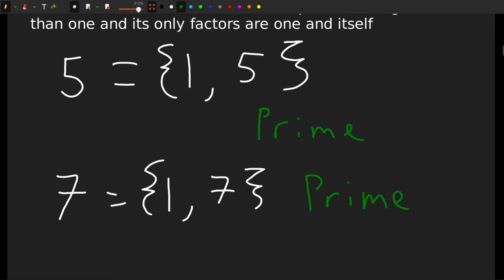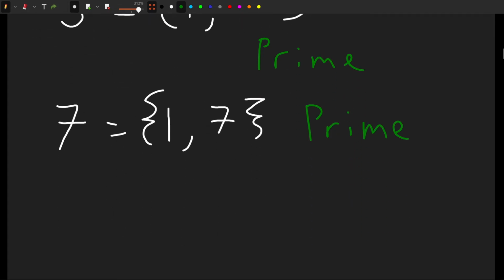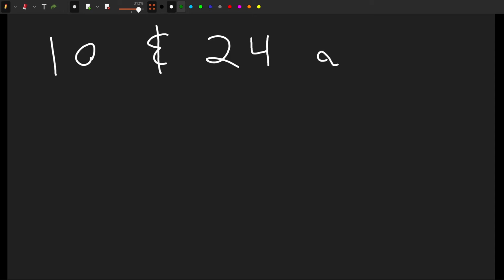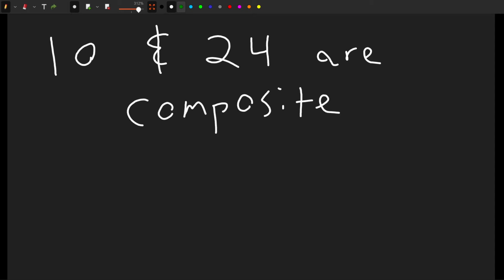Now, what's the opposite of prime then? The opposite of prime is the two numbers we had above, which were 10 and 24. And in that case, we say 10 and 24 are composite.